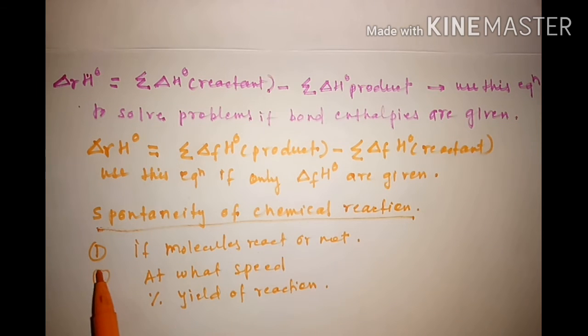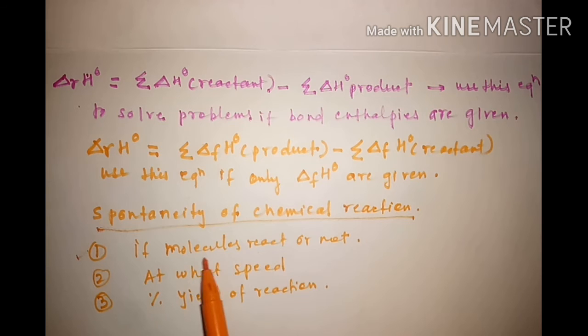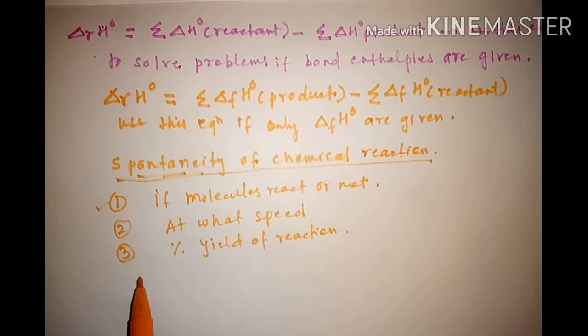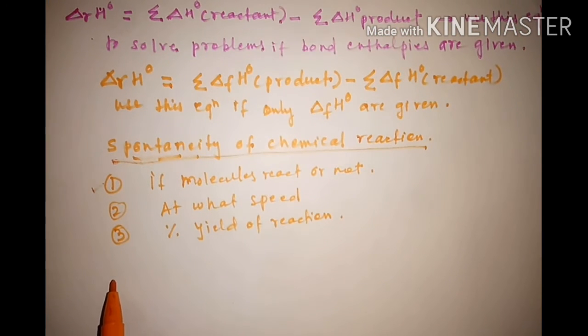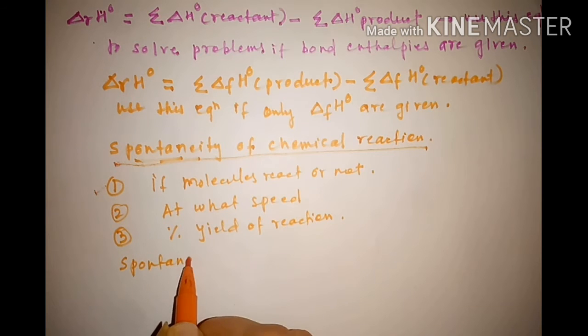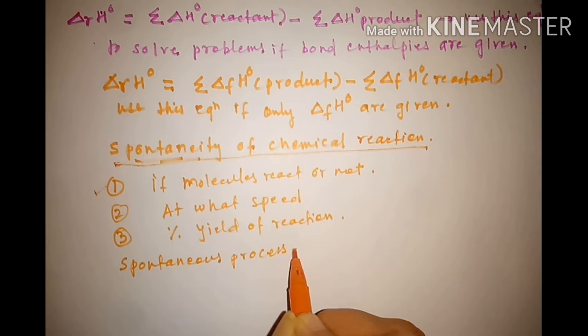The answer to the first question, whether the molecules will react together or not, is given by thermodynamics. The reaction which occurs on its own is called a spontaneous process. Since we are talking about the spontaneity of the reaction, if the reaction is occurring on its own, that is called a spontaneous process. Spontaneous processes are those which occur on their own.